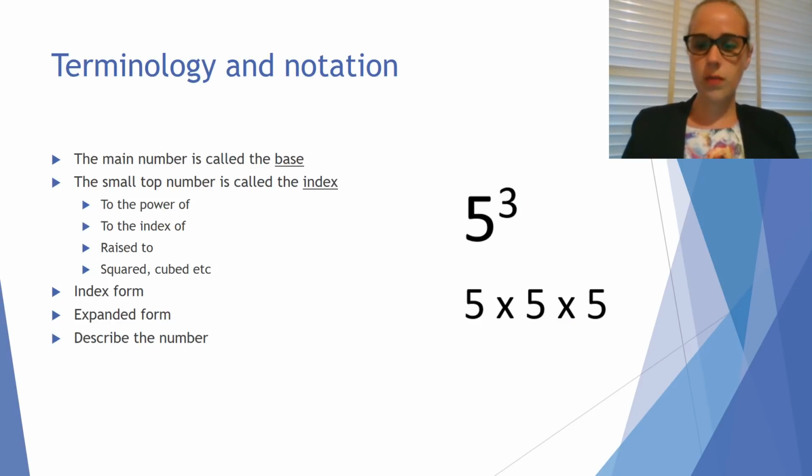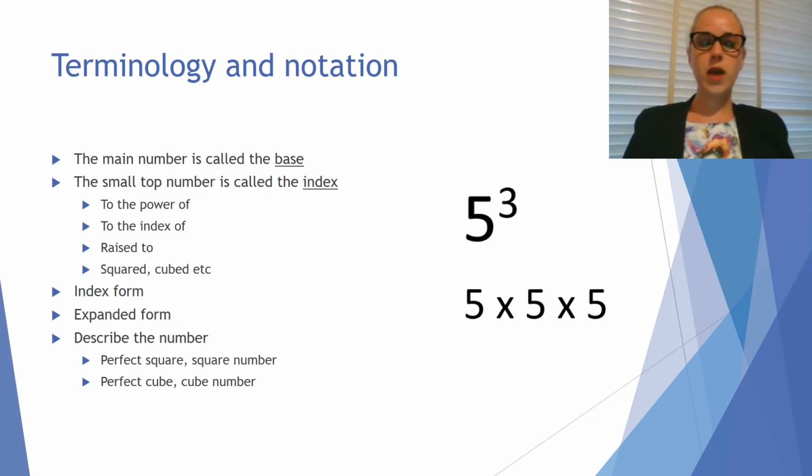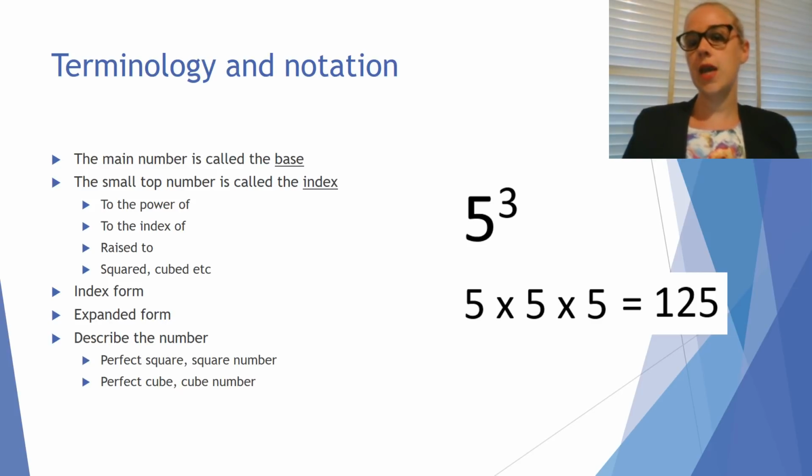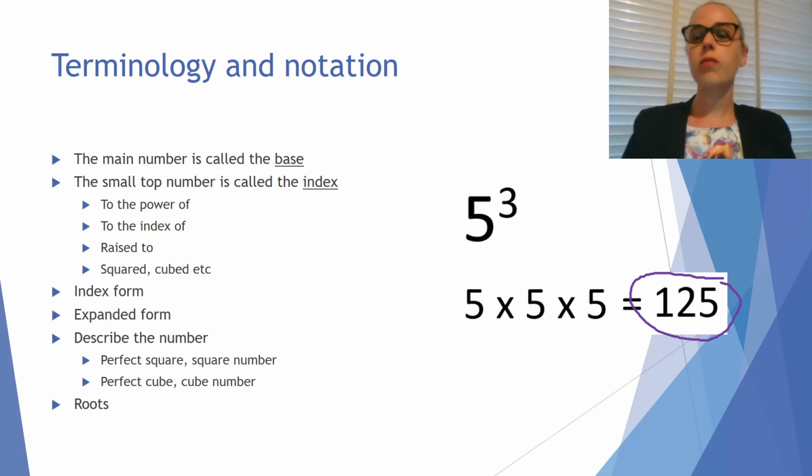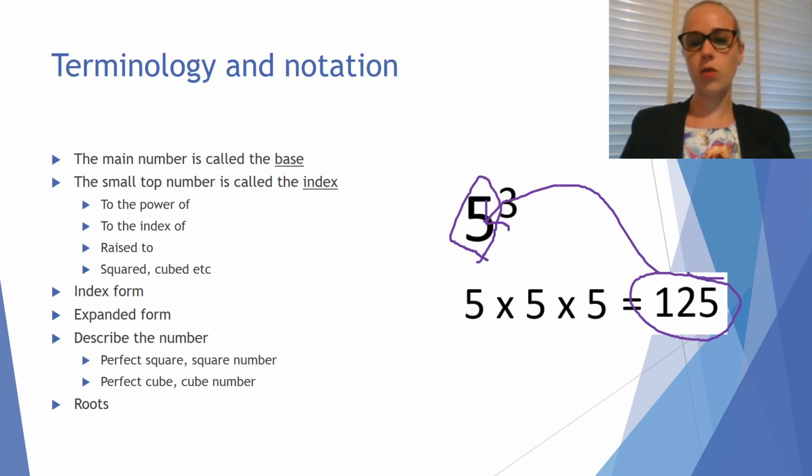We can also describe the number itself. So we can talk about a number, or the answer, being a perfect square or a square number or a perfect cube or a cube number. In this case, the answer of 5 times 5 times 5 is 125, so we can talk about 125 as being a cube number. You can also talk about roots, so square roots, cube roots, and so on, which is going back the other way. So the cube root of 125 is 5. If we go back the other way, then that's finding out what the root is.